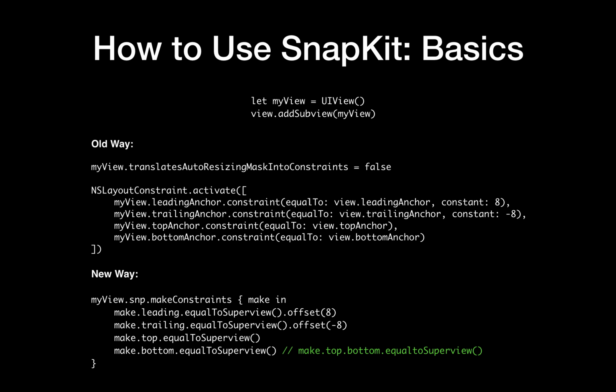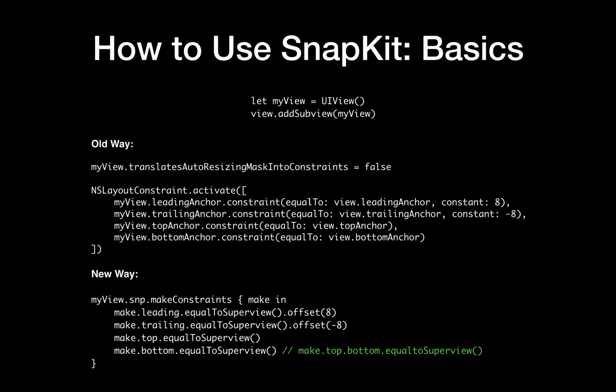and then there's a variable called make, which actually makes the constraints for that view. So this is saying you want to make the leading constraint equal to the superview offset by 8. And then you want to make the trailing equal to superview offset by -8. You want to make the top equal to superview and bottom equal to superview. And so superview is the view that you've added the subview to. So that makes it a lot easier to read.